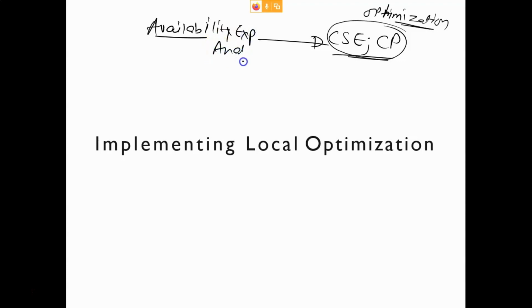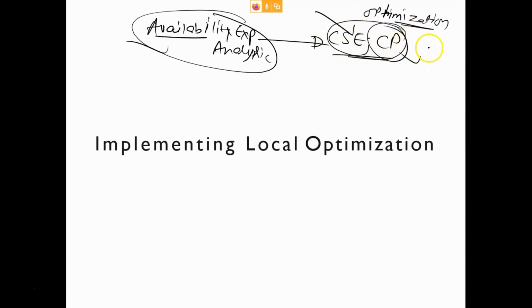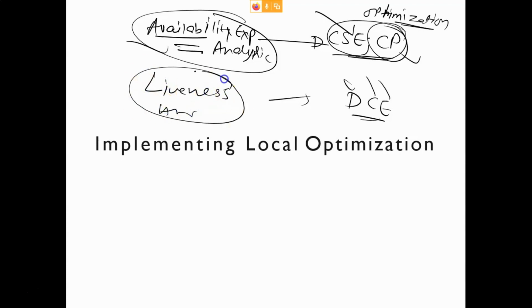So this analysis you need to do. Once you do this analysis, then you can do many types of optimization, like CSE, common subexpression elimination, and copy propagation. Similarly, if you want to do dead code elimination, then you need to do the analysis that is called liveness analysis. Once we do this analysis, then we can do many types of optimization, one of them is dead code elimination. This is the whole point: how will an algorithm, how will a program, do it, not just manually. That is what we want to study now.